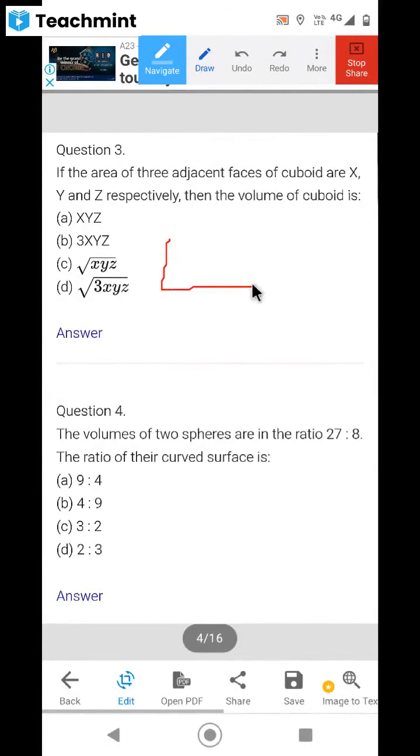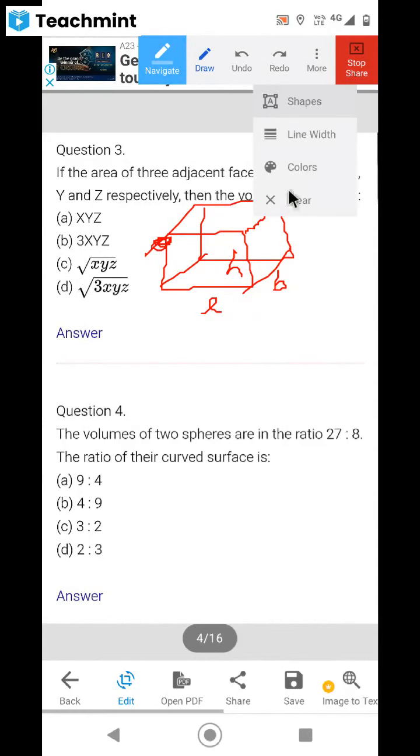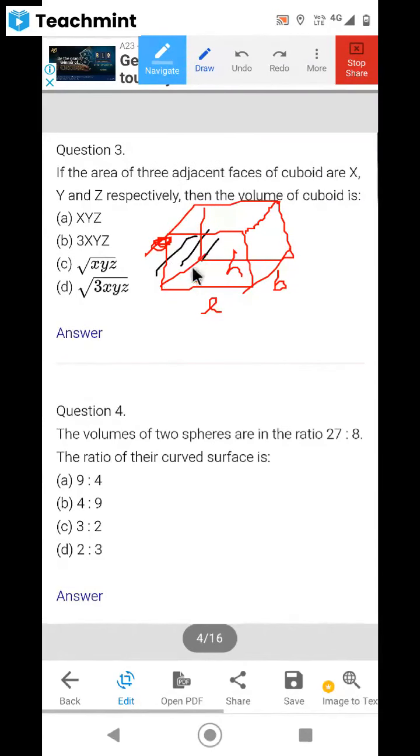How does a cuboid look? It looks like this, no, dear children? A cuboid has a length, breadth, and height. I hope you are able to analyze this cuboid in this solid form. Now, what they are saying is that the areas of the 3 adjacent faces of the cuboid are x, y, z. That means if you take one face like this, the area is x, and if you take another face like this, the area is y, and another, the bottom one, this is the front one, and this bottom one is z.